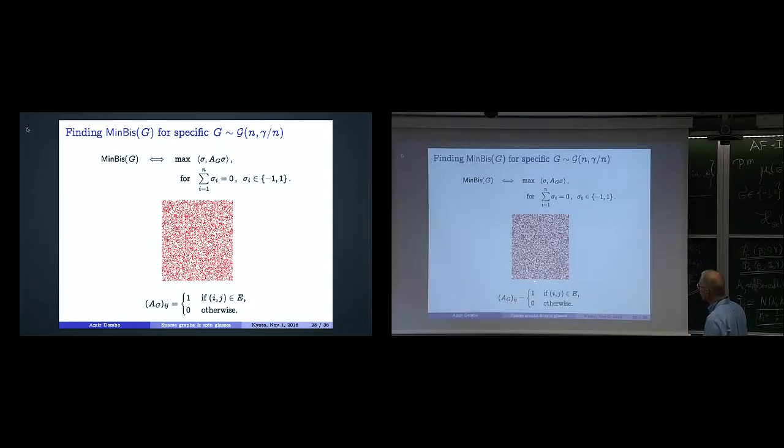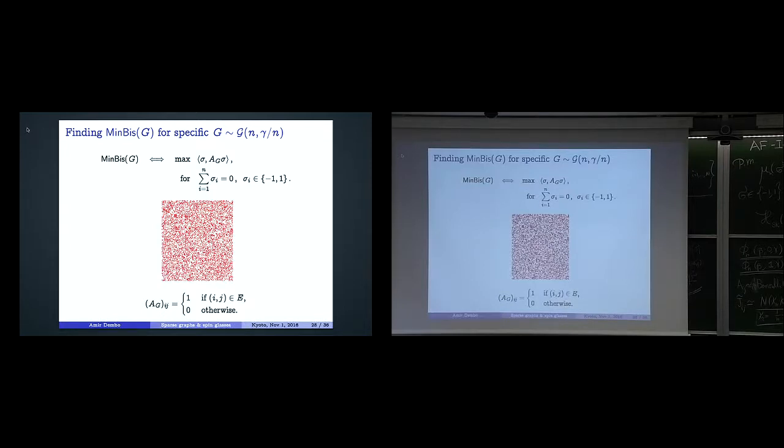So here is an example of a drawing of a random matrix. You see that this is a very complicated thing to do. This is a quadratic form over integer variables. A quadratic form over many integer variables is very difficult.